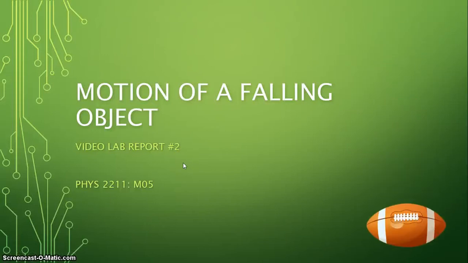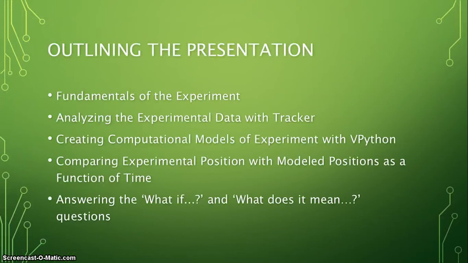The second video lab report analyzes the motion of a falling object according to the fundamental principle, which is Newton's second law. This presentation on the experiment will cover the following topics: the fundamentals of the experiment, analyzing the experimental data with Tracker, creating computational models of the experiment with VPython, comparing the expected position with modeled positions as a function of time, and last, answering the what if and what does it mean questions.